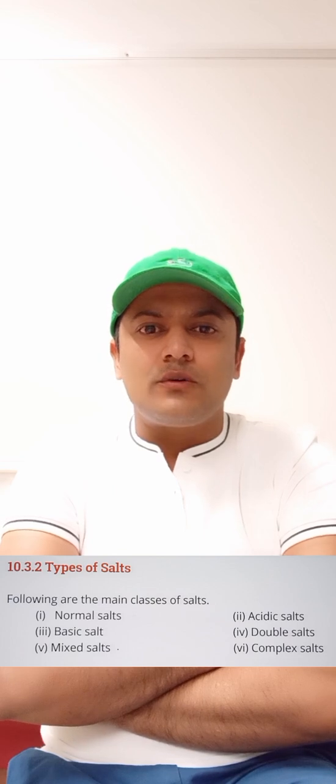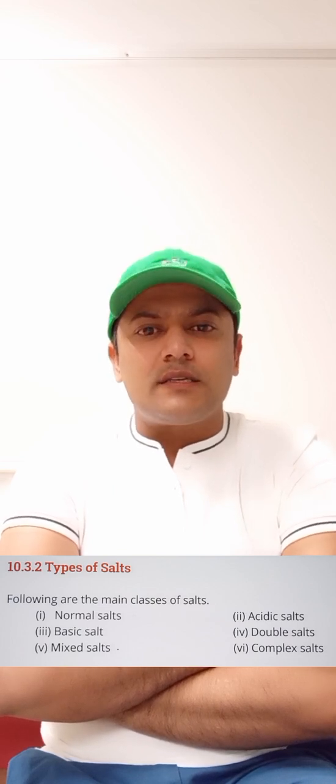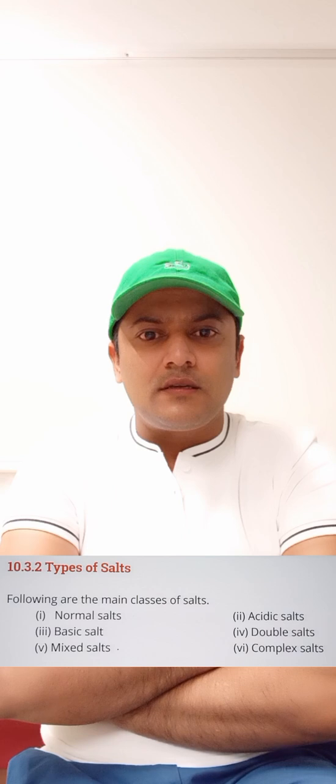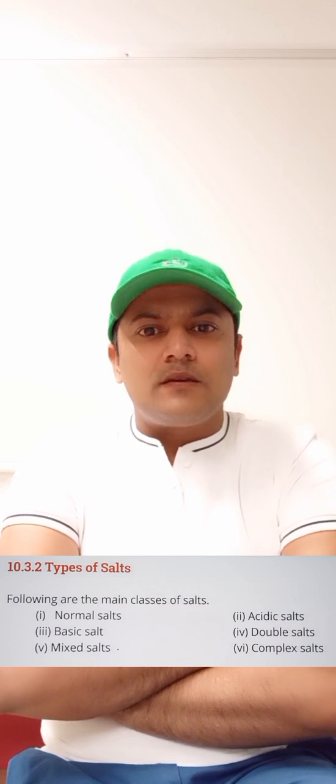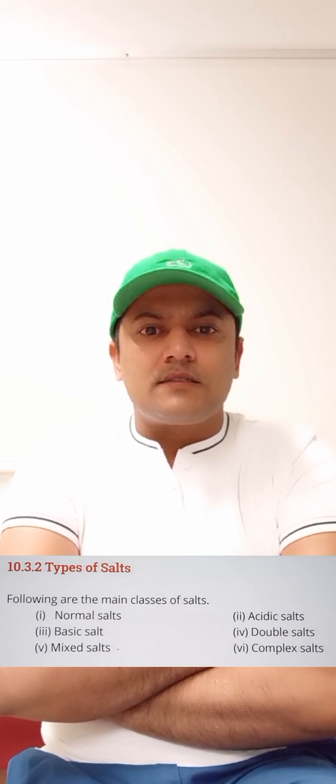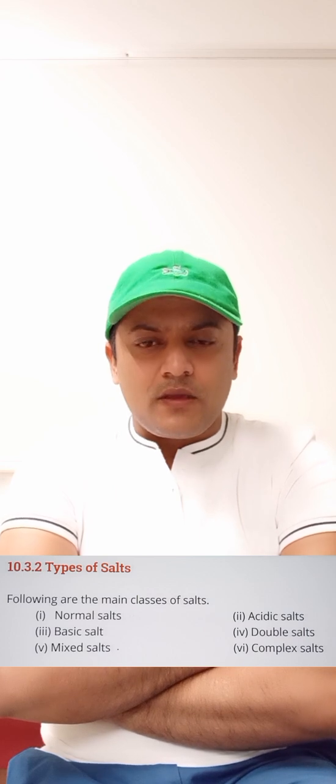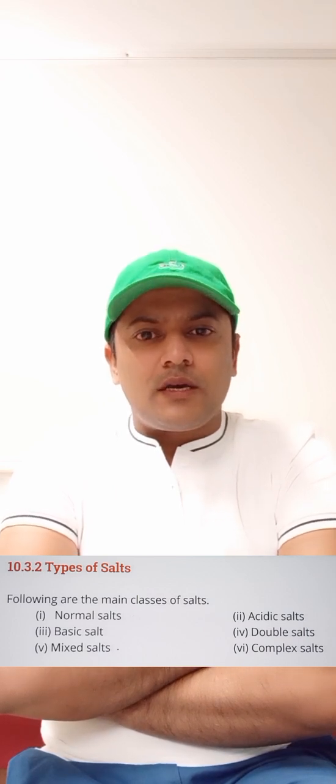So let's talk about the types of salts. Basically there are 6 types of salts. The first one is neutral, which we can also call normal salts. The second one is acidic, third is basic, fourth is double, fifth is mixed, and sixth is complex salts. In this video I'm going to decode each and every type in detail so that you can understand it well. So let's talk about the normal salts.